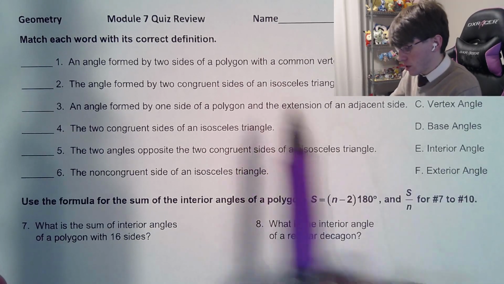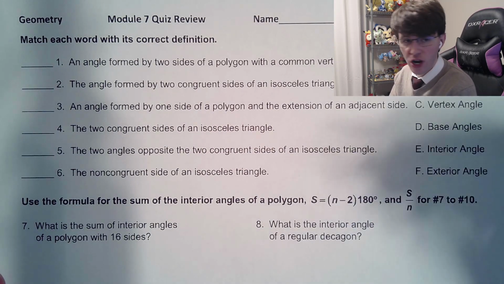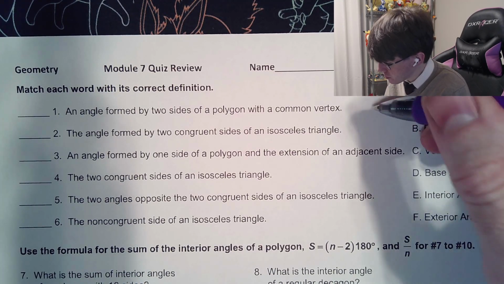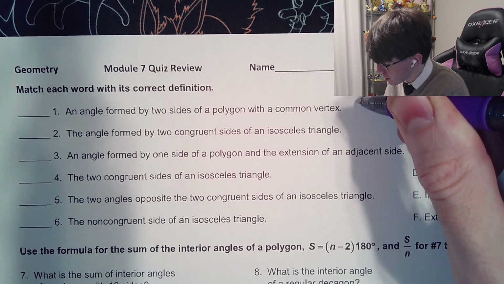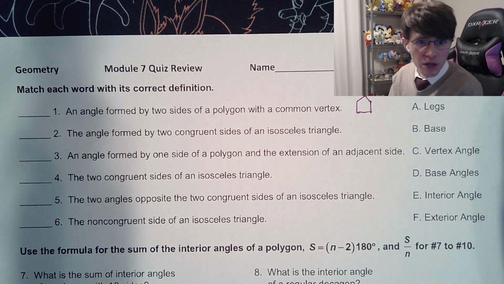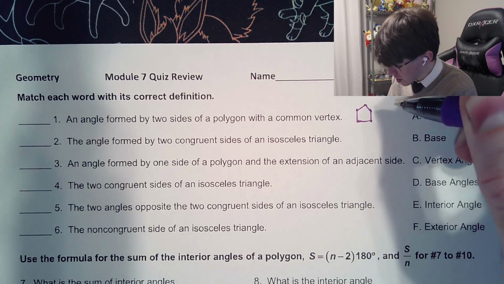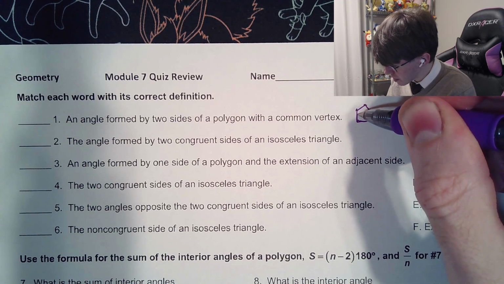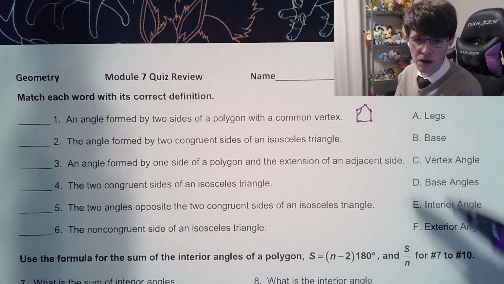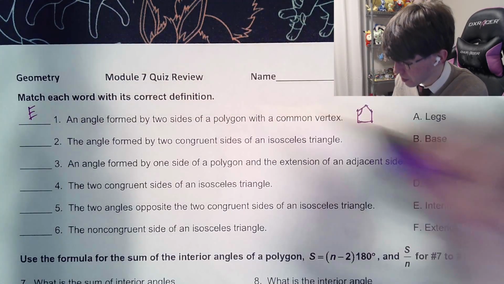Let's do it. So here, an angle formed by two sides of a polygon and a common vertex. What they're trying to say with these words is anytime you have any kind of polygon, I'm going to draw a pentagon here. These guys here are all of your vertices, and the angle formed by the two sides of the common vertex is on the inside of the polygon. So we're going to call that an interior angle. That's the letter E there.